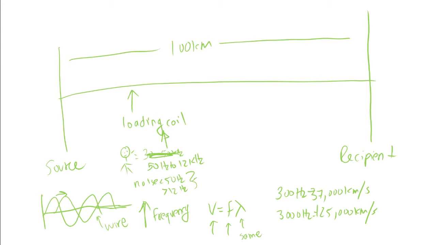So think of it as a filter. It's filtering all the signals on my line that we know for a fact are not human voice. And if we do that, we can have a much better signal. And so we add these loading coils every 1.37 kilometers or 1.83 kilometers along our line.